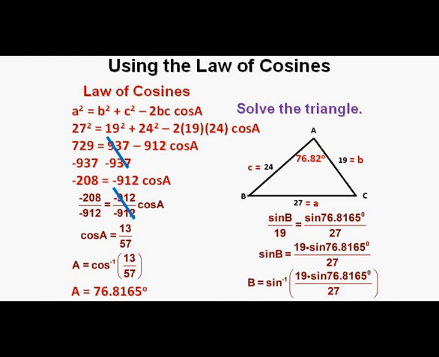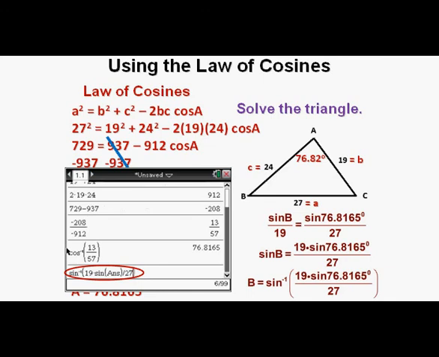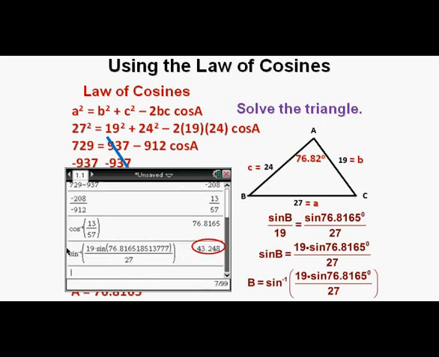Note that for the angle I used ANS, which is the last number stored in memory, to get as accurate a number as possible. Press enter, we get angle B equal to 43.248 degrees. And then we write in our answer inside the triangle, which is 43.25 degrees rounded to the nearest hundredth place.